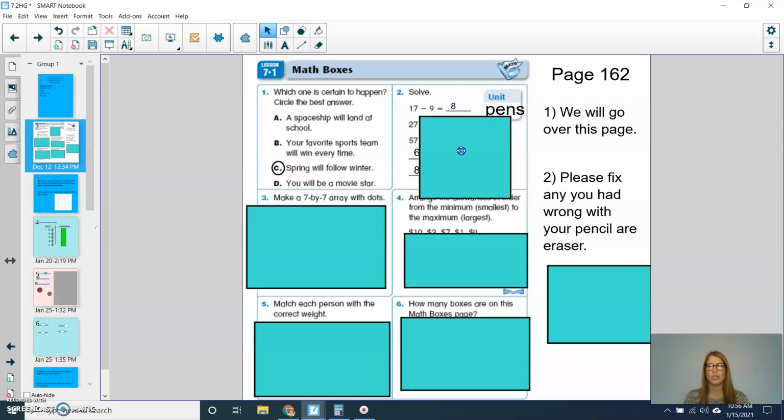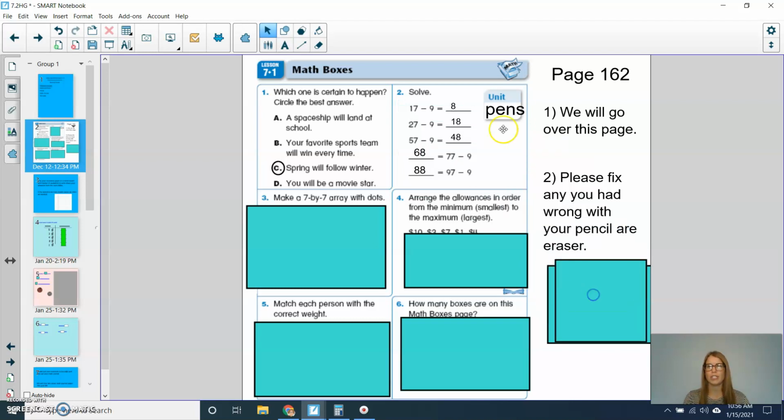For question 2, you are solving. The unit I chose to use were pens. So I know that 17 minus 9 is 8. So then if I have 27 minus 9, I would have 18. If I have 57 minus 9, I would have 48. Notice how my ones digit stayed the same, stayed 8. Then if I have 77 minus 9, I would have 68, and 97 minus 9, I would have 88.